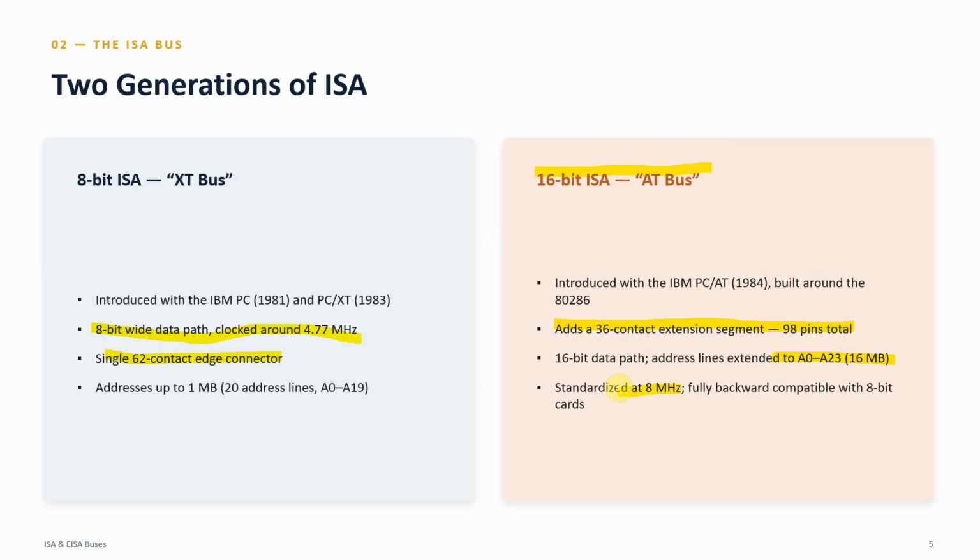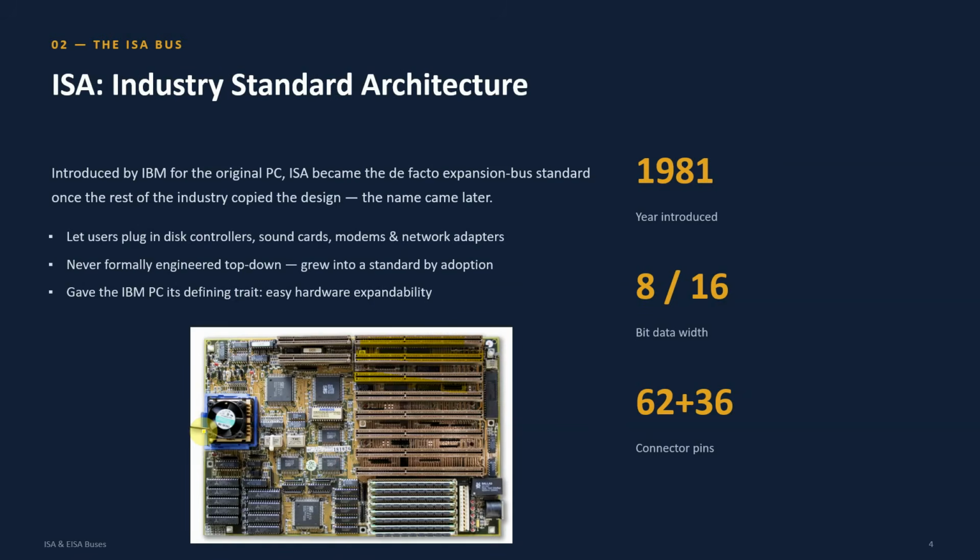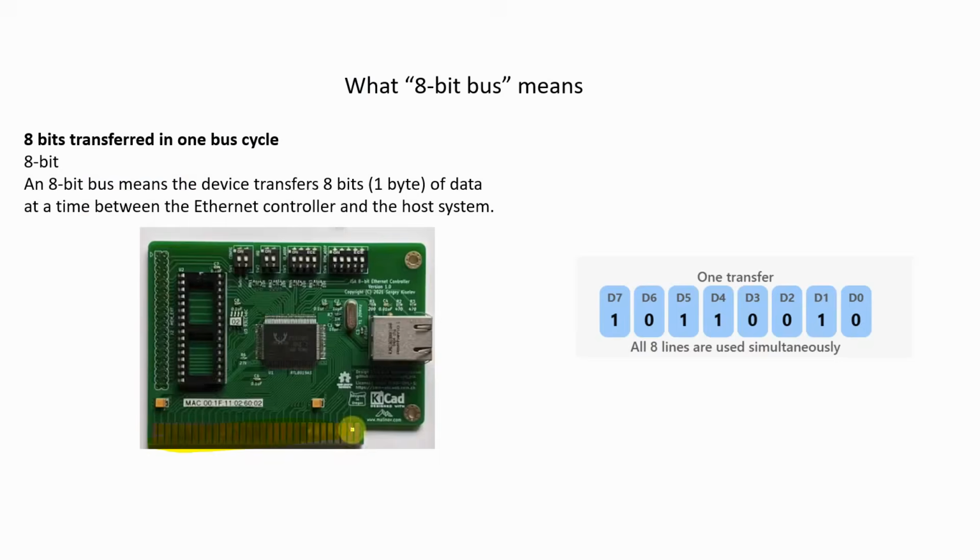Now, what do I mean by 8-bit or 16-bit? You can see this particular card, which is known as a network card, and these are my ISA pins. This card is inserted in the slots. You have the slots, right? You insert it into these particular slots. And here, 8 bits refers to 8 bits transferred in one bus cycle.